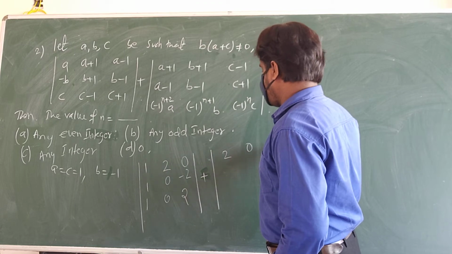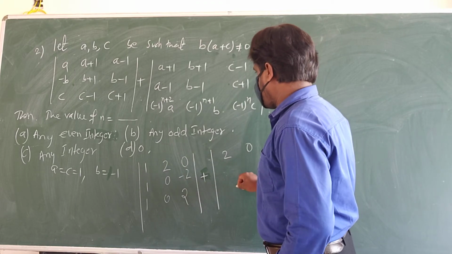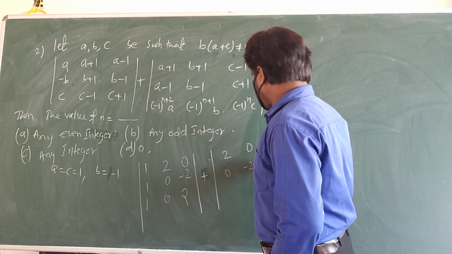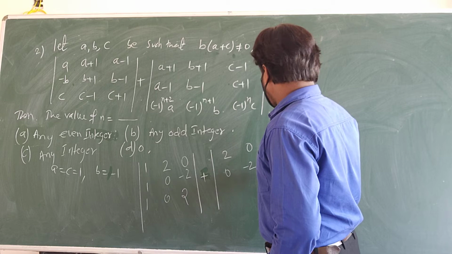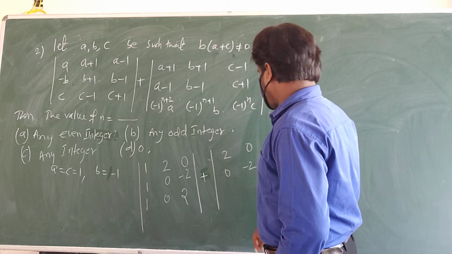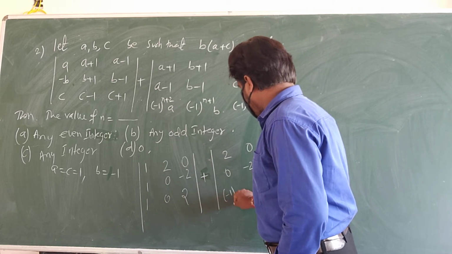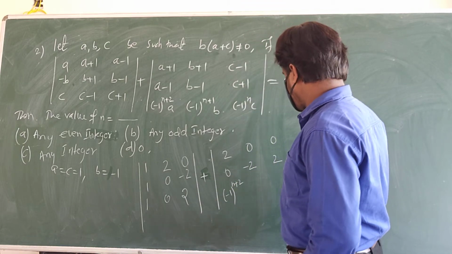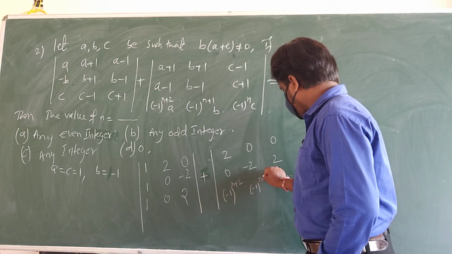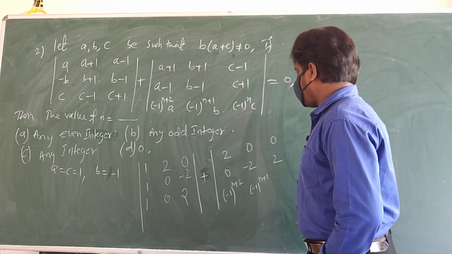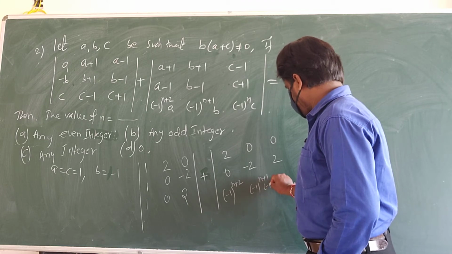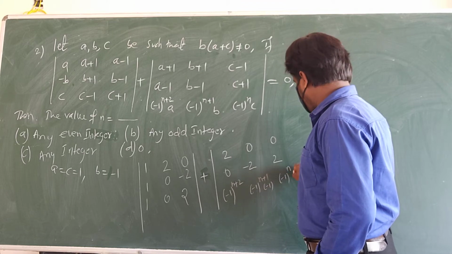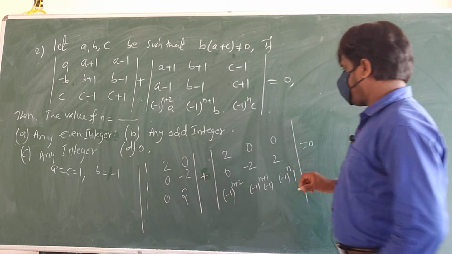0, 0, 1 minus 1 is 0, minus 2, 2, minus 1 power n plus 2 into 1, minus 1 power n plus 1 into minus 1, and minus 1 power n into 1, that is equal to 0.